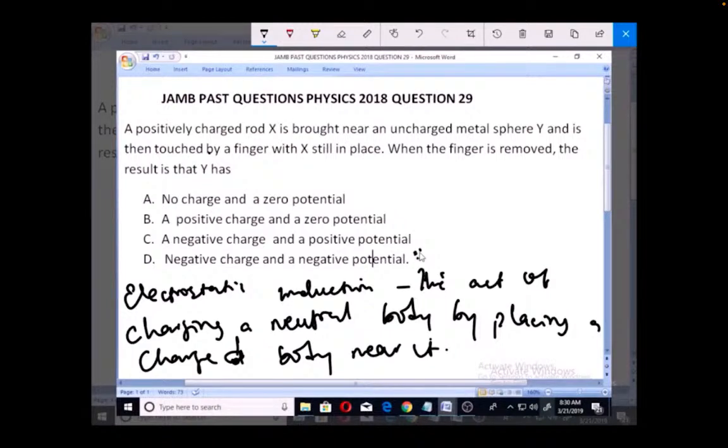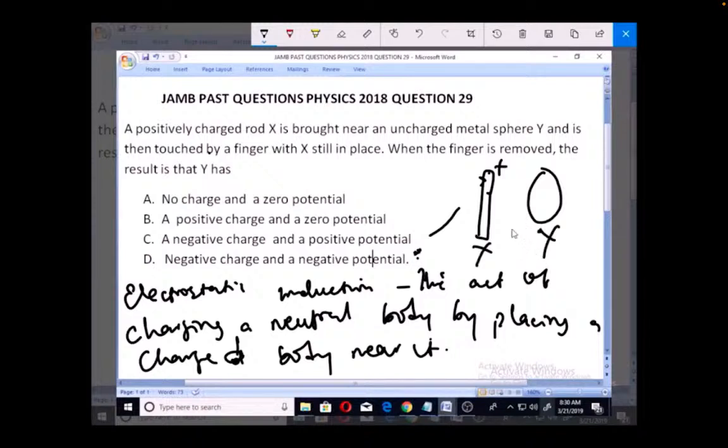Now, in this very instance, we have a rod that is positively charged. This rod is positively charged and is brought near a metal sphere that is uncharged. This metal sphere is not charged, it's neutral. But then it is touched by a finger with this X still in place. This is X, this is Y.